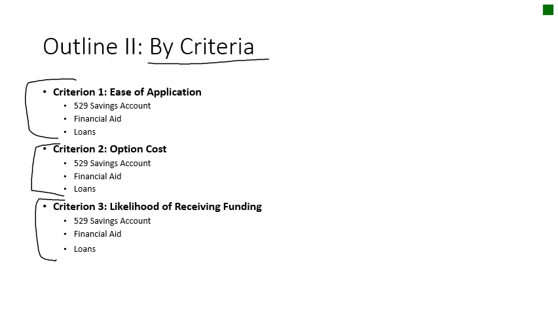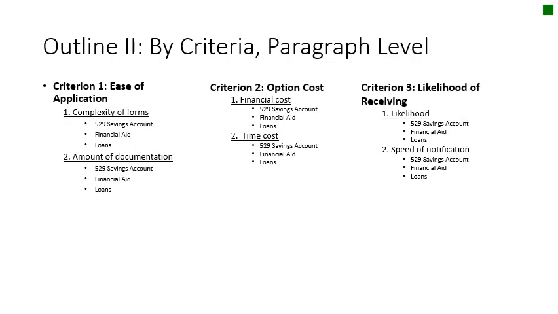But for my paper, I drill down a little deeper, and again, I start with criterion 1, ease of application. So my first part of my paragraph may be about the complexity of the forms, and I'm going to look at all 3 accounts. Then the second one will be the amount of documentation I need, and I'll look at all 3 of my saving solutions there. Same thing we did with the first outline, just a different way of organizing. It's all the same materials.